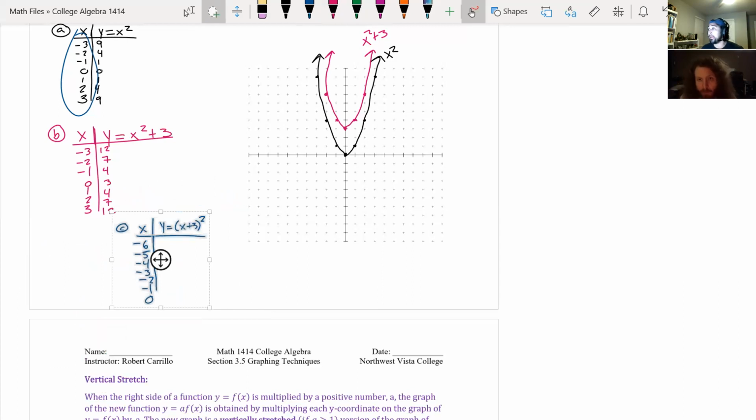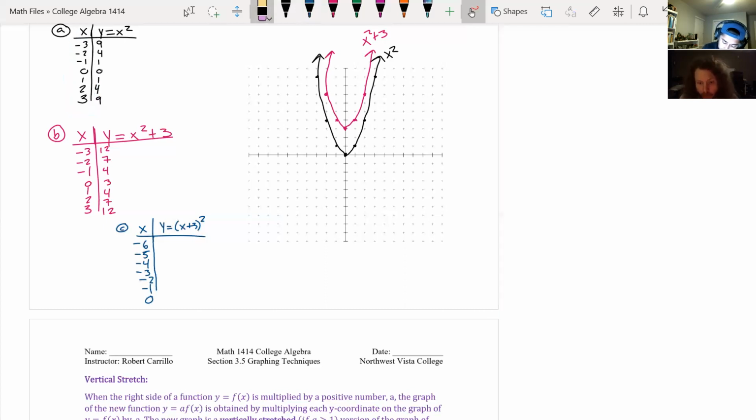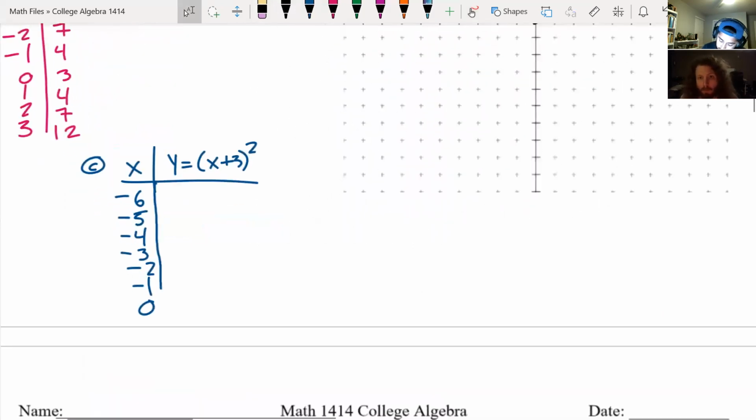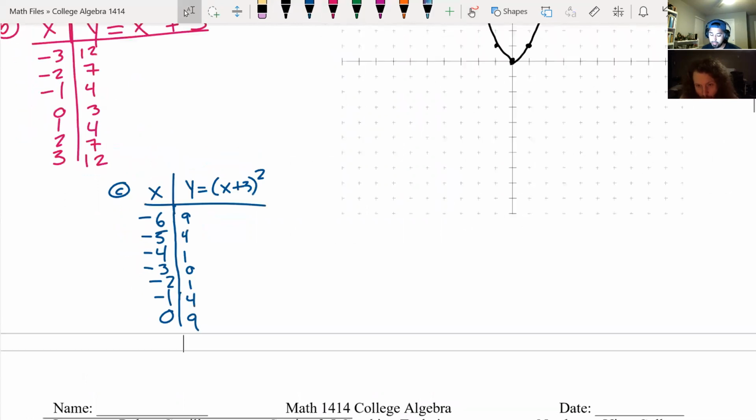And since it only affected the x values of the parent function, your y values are going to stay the same. So this means you'll get 9, 4, 1, 0, 1, 4, and 9.